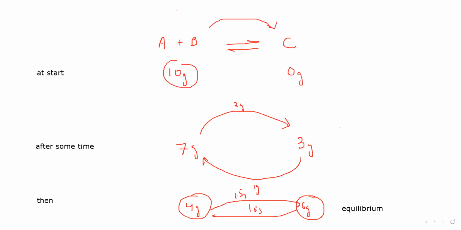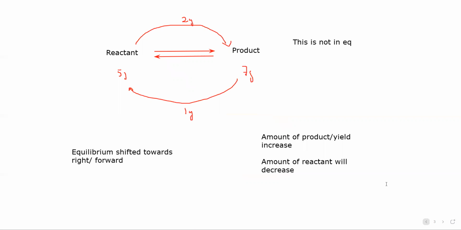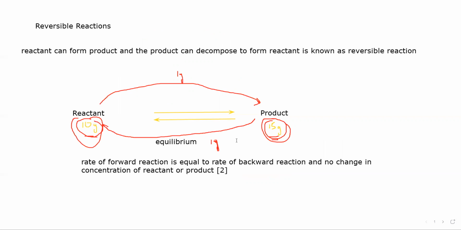So this is what happens in a reversible reaction. The next topic will be how we can change or switch the equilibrium. There are factors which affect the position of equilibrium that we'll discuss in the next class. But the concept of equilibrium should be clear to you: the speed of the forward and the backward reaction is the same and there is no change in concentration. Is the definition of equilibrium clear?